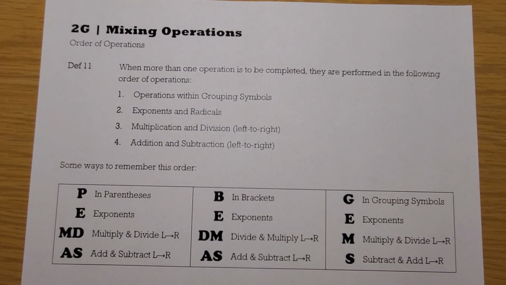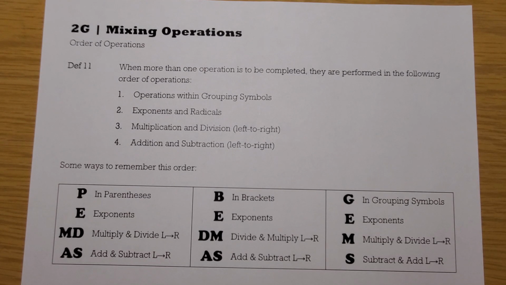So we've discussed a whole plethora of ways that we can combine numbers. We can add, subtract, multiply, divide, and we can use exponents or radicals. Today we're going to examine what happens if we have more than one operation going on at once.